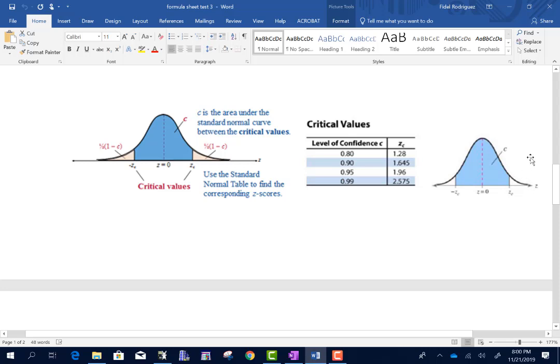So if I look at problem number two, if it's 98%, that means 98% is going to be in the middle. What percent would be on the sides? 1%, right? 0.01. So you would do inverse norm 0.01. Does that make sense?